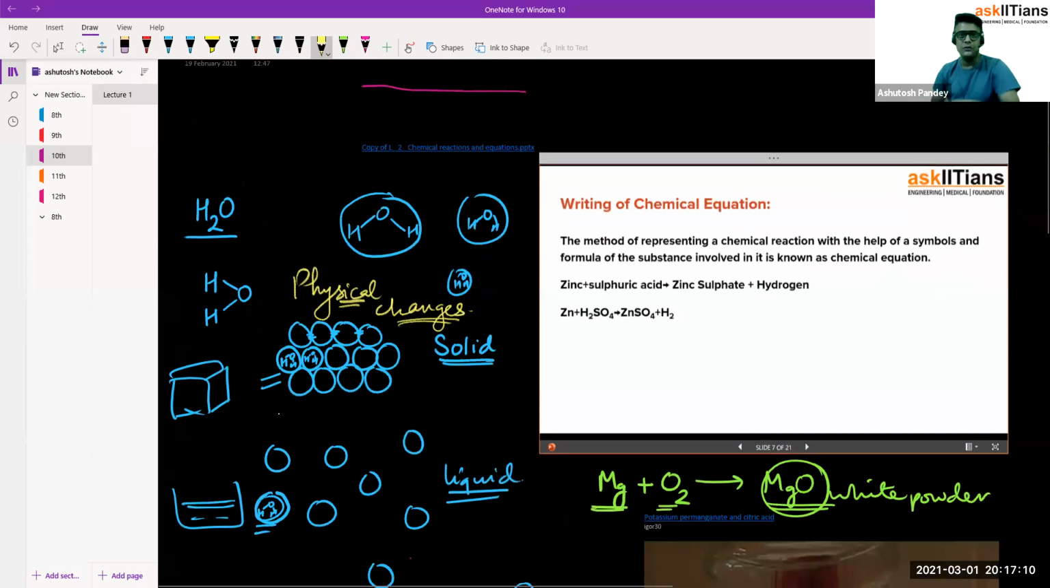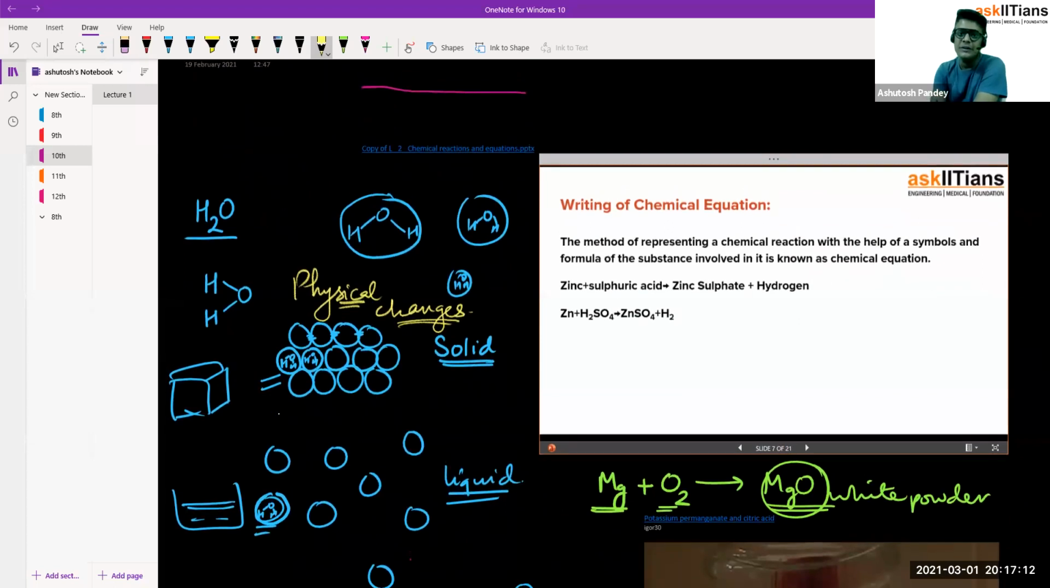Now next, let's see the method of representing. What are we going to represent through chemical equations? We are going to represent chemical reactions by the use of different symbols and different formulas of compounds. The method of representing a chemical reaction with the help of symbols and formulas of the substances involved in the reaction is known as a chemical equation.